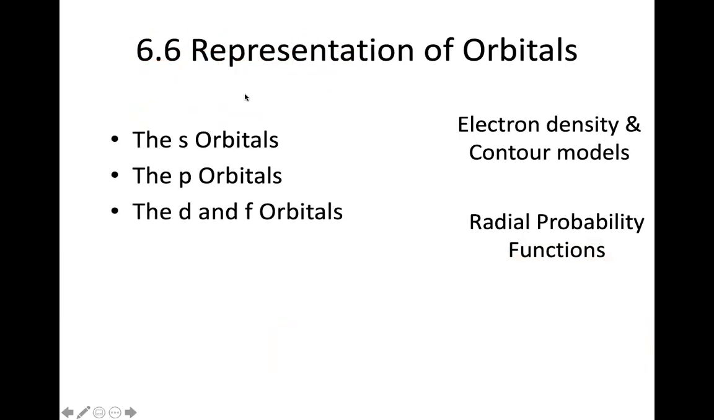Now, what I'd like to do is spend some time, now that we've talked about the quantum numbers that correspond to different types of atomic orbitals, seeing what they look like when we have different representations for them. We're going to represent them in a few different ways. Initially, I said they almost look like these cloud features. So what do we really mean by that? We're going to see that we can represent them in a few different ways. One way is what are called electron density and contour models. And then a different type of representation, which is called a radial probability function. So let's spend a little bit of time understanding these.